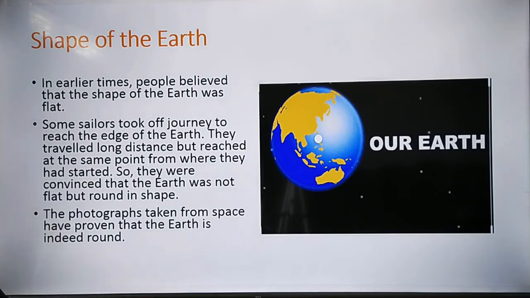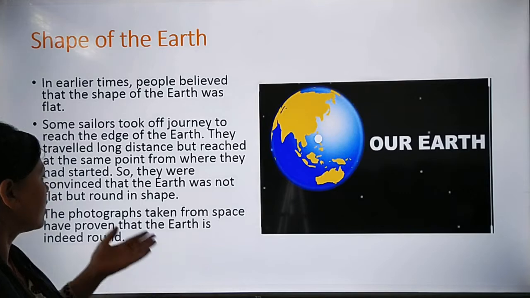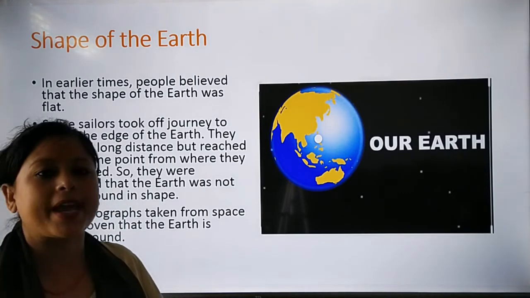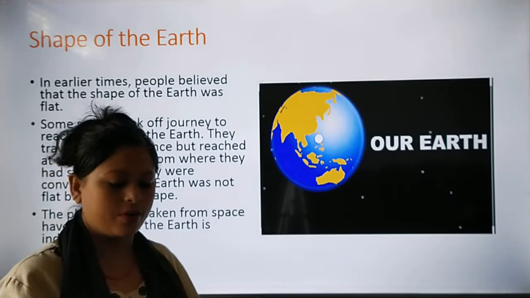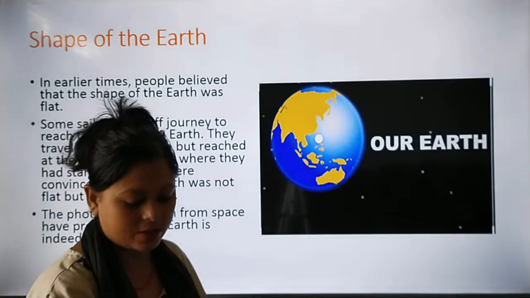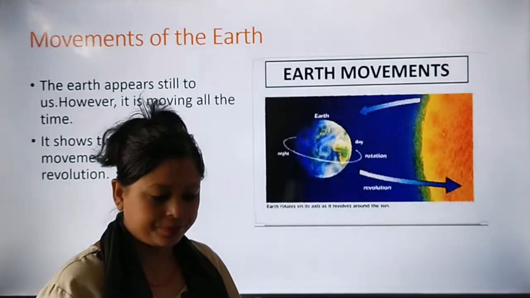So like this, there are some other proofs. Also the photographs taken from space have proven that our earth is round, not flat. So understood, the shape of the earth is round.